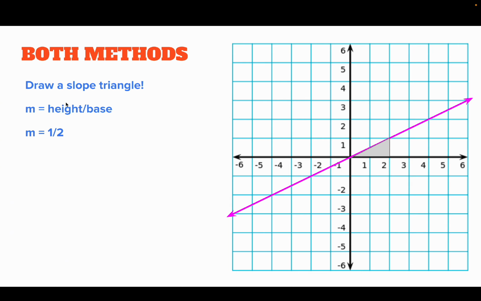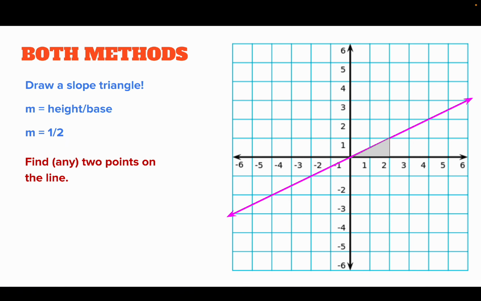I know that m, slope, is height over base, and I can see that I have a height of 1, a base of 2. So if I divide my height by my base, I get 1/2. And that's the slope of this line. It's that easy. Now we can try using our formula.